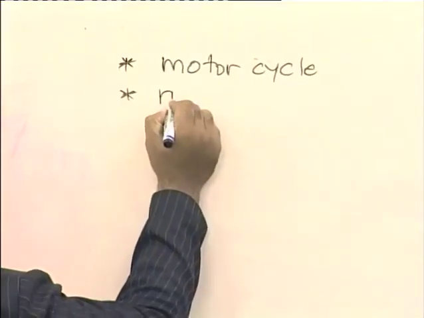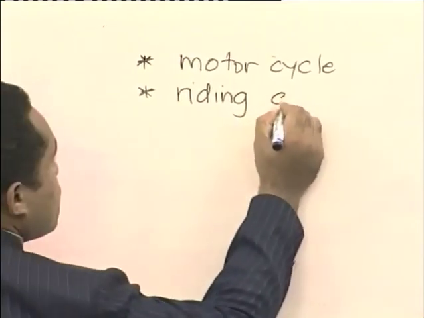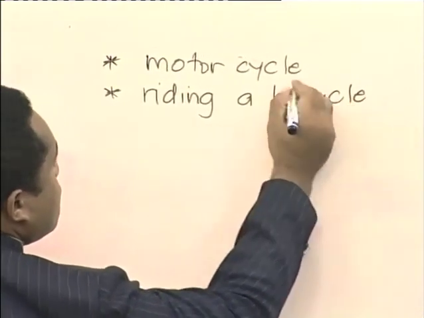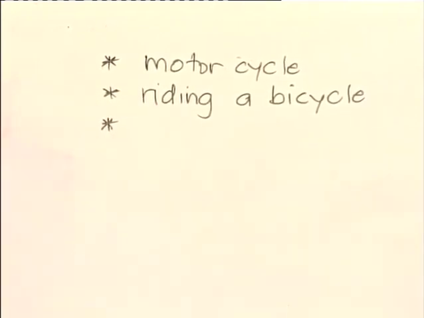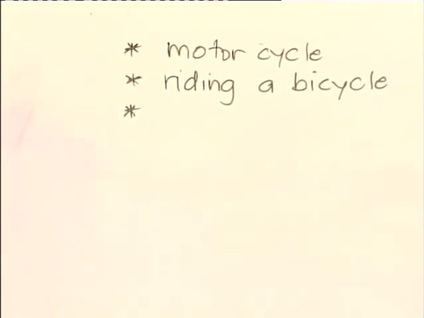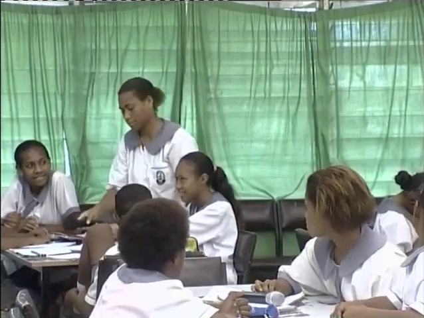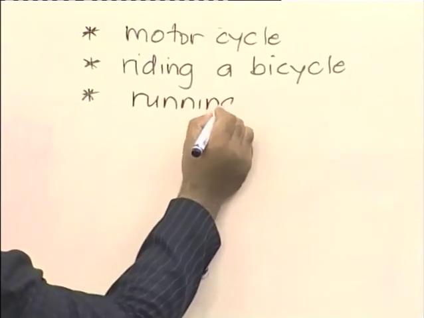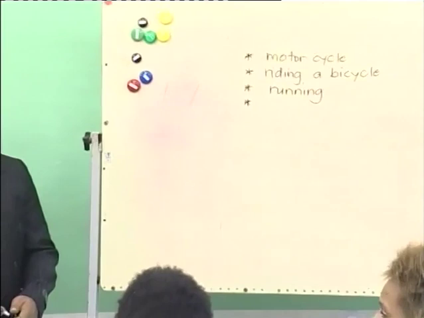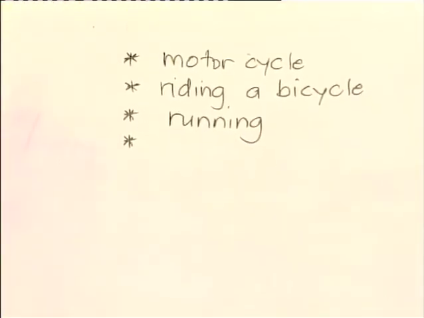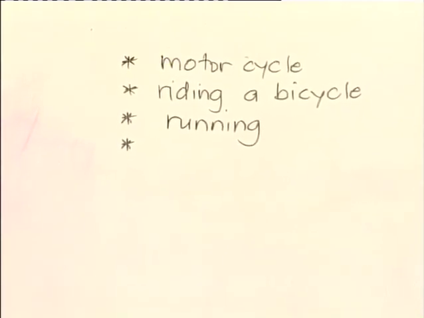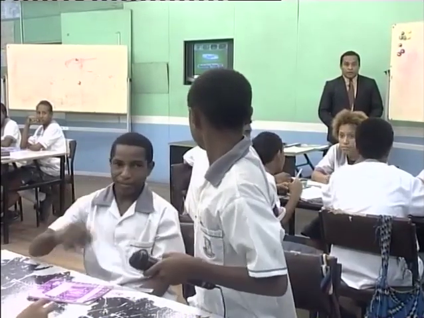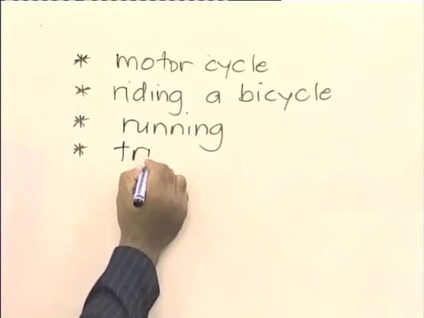Riding a bicycle. Okay, riding a bicycle. Very good. That's one of the situations, okay? Any more? Anna Moro, thank you. Running. Very good. Fred. Thank you, Fred. Truck. Okay. Good.